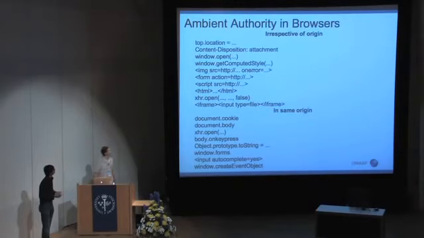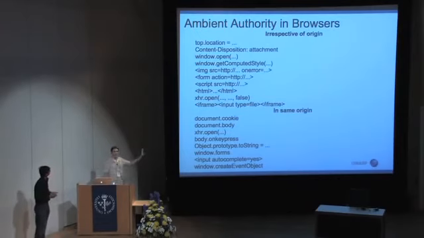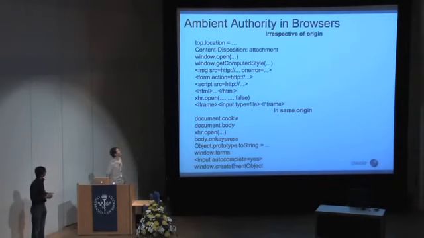I apologize if this is a bit of an eye chart. Don't worry if you can't read all of this. These are just examples of APIs that are ambiently available to web applications. So for example, a web application can assign top.location to navigate a frame or navigate within a frame. They can use window.getComputedStyle to try and understand the layout and styling of a page. They can, of course, load images. All of these things on the top are ambiently available.